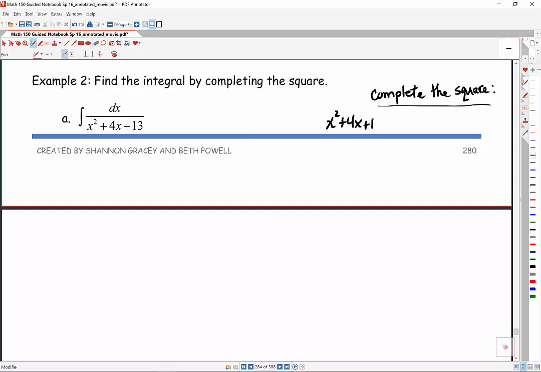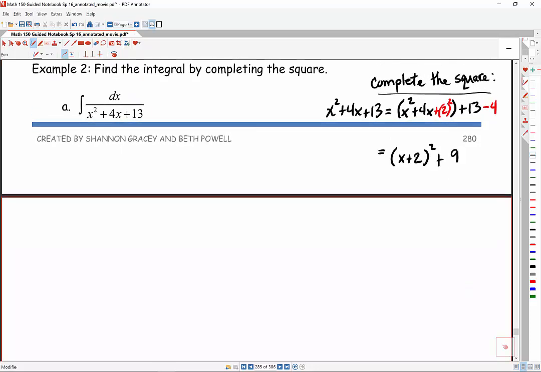So we'll get the x squared plus the 4x by each other, leave a space, and then plus 13. And remember, we need to add 0 to this. So here I'd be adding positive 2 squared, and so I have to subtract 2 squared, which is 4. And then I'll end up with x plus 2, the quantity squared, plus 9. Good so far? Awesome.